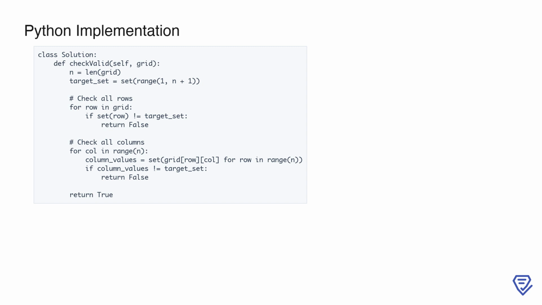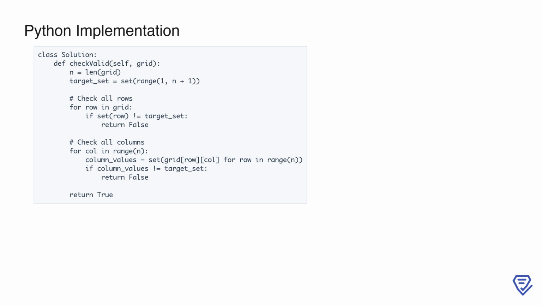3. Validate rows. The code iterates over each row in the grid and checks if the set of elements in the row matches target_set. If any row fails this check, the function immediately returns false. 4. Validate columns. For each column index, a set is created from the values at that column across all rows. This set is then compared to target_set. If any column fails this check, the function returns false. 5. Return true. If all rows and columns pass the checks, the function returns true. The solution is efficient, with time complexity n squared, due to the nested loops for row and column validations, and it leverages Python sets for quick membership checks.